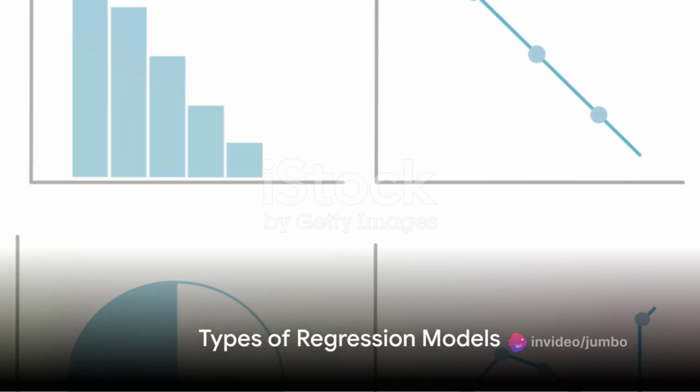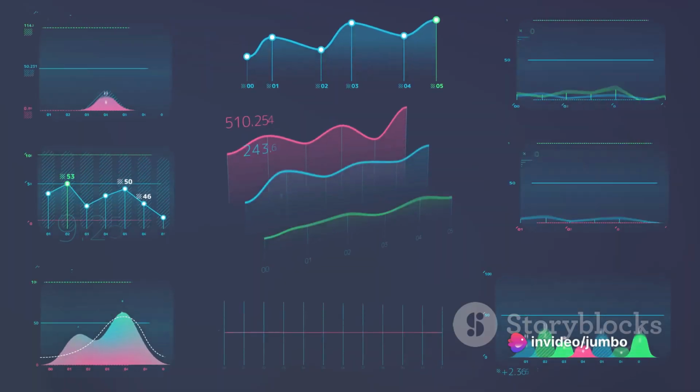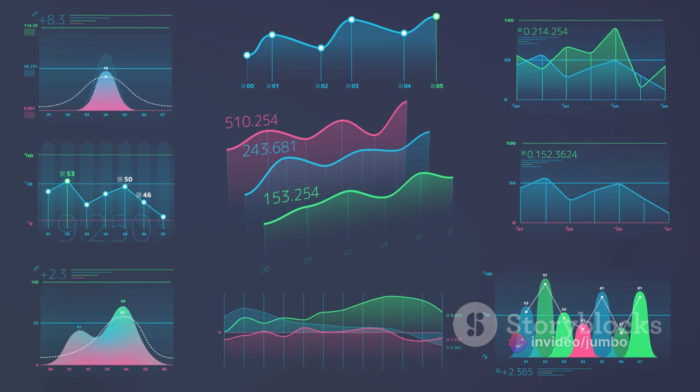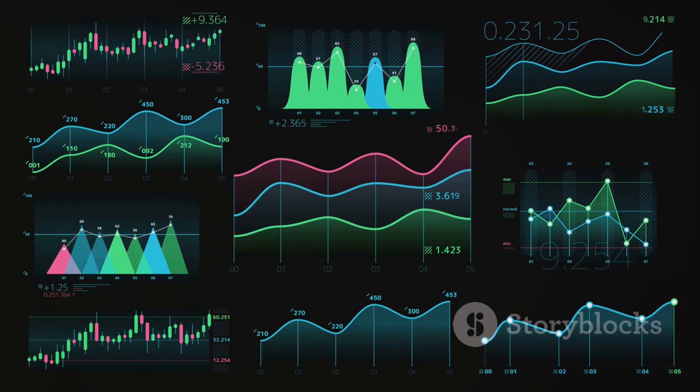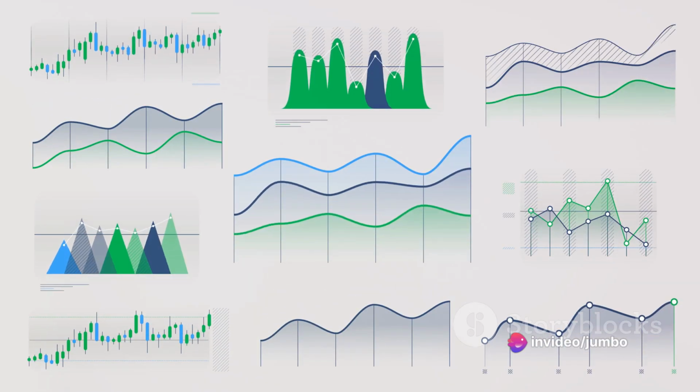There are a variety of models within regression analysis, each tailored to different research questions and data structures. There's simple linear regression, which examines the relationship between one independent variable and a continuous dependent variable. Then there's multiple linear regression, which extends to include two or more independent variables.